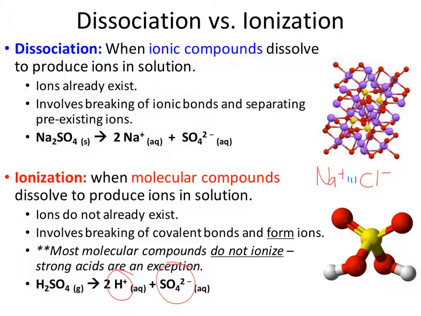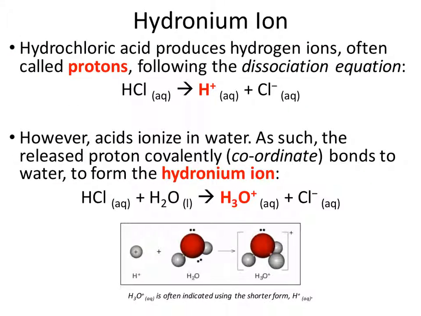So a little bit different. In both cases, our end product will be ions. However, it's how those ions are formed. If the ions already existed, then it's dissociation. If the ions did not exist and were a result of breaking covalent bonds, then that is called ionization.